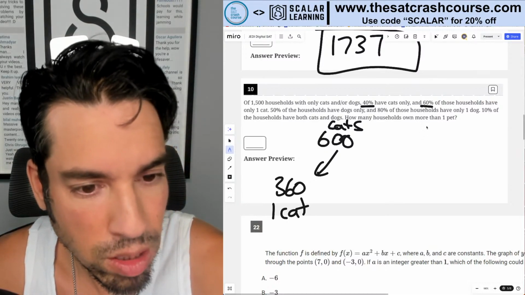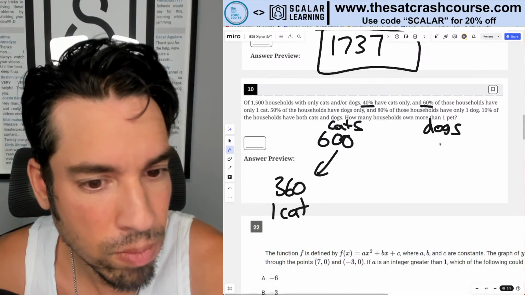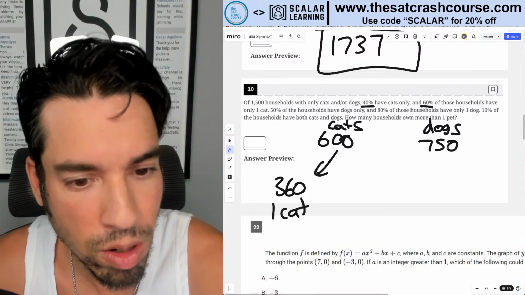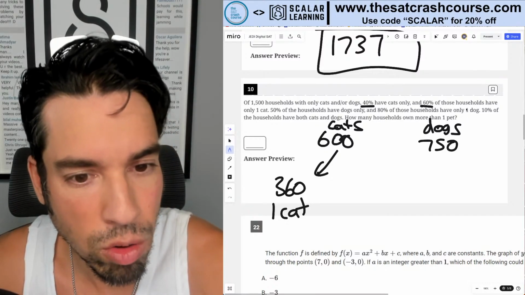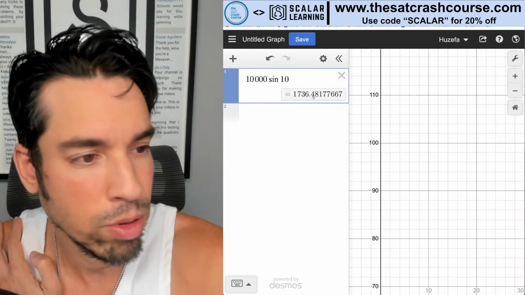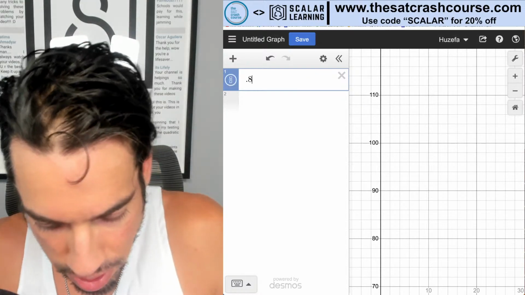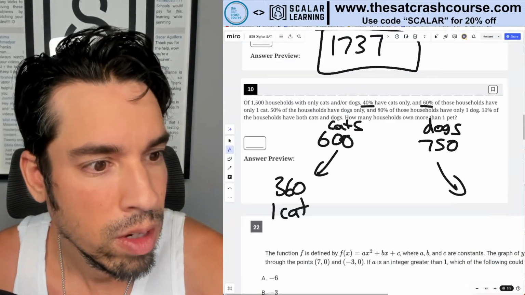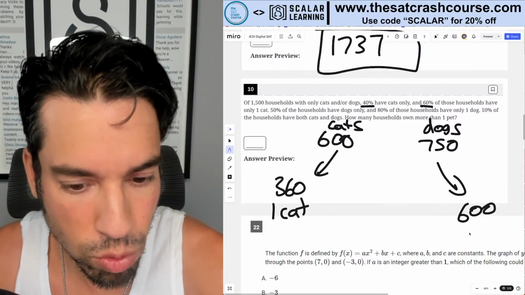Okay, so 50% have dogs only. And that is 50% of 1,500, which is 750. And of those, 80% have one dog. So 80% of 750, that's 0.8 times 750. Maybe could have done that mentally, but it's all right. 600. Okay, 600, one dog.